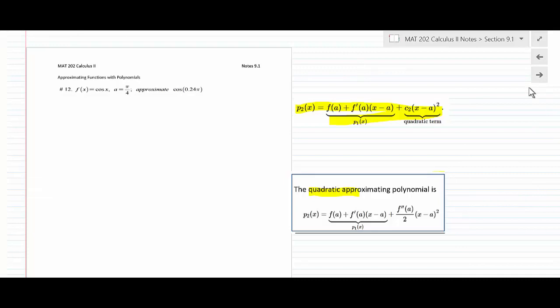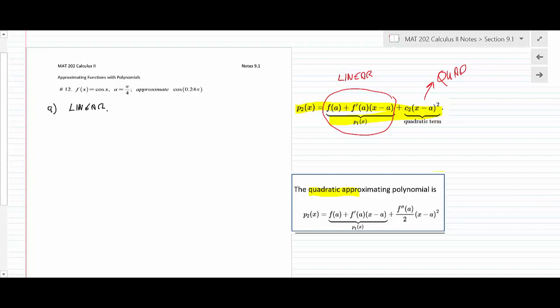Okay, so remember in the formula, this right here is the linear approximation. Then add that piece on, and that gives you the quadratic piece right there. So let's start by doing the linear approximation. That's what we want to do first. The first thing you need to do in this formula is the derivative. So let's do f prime of x.